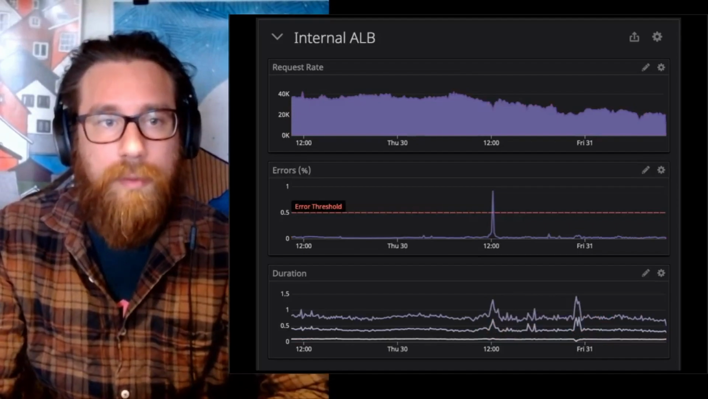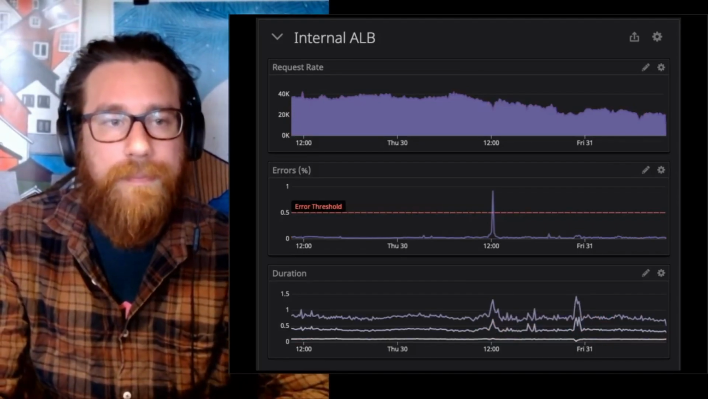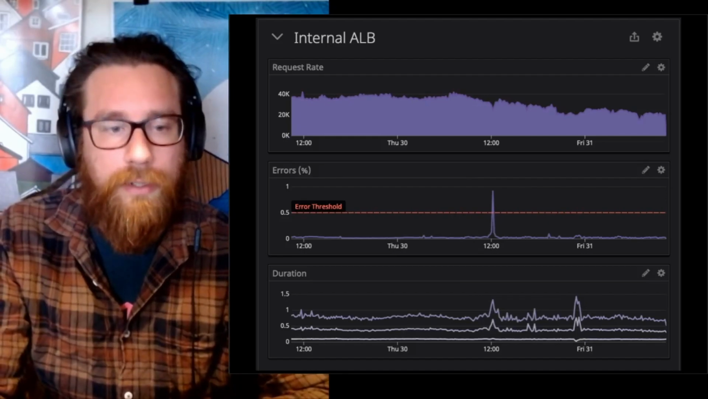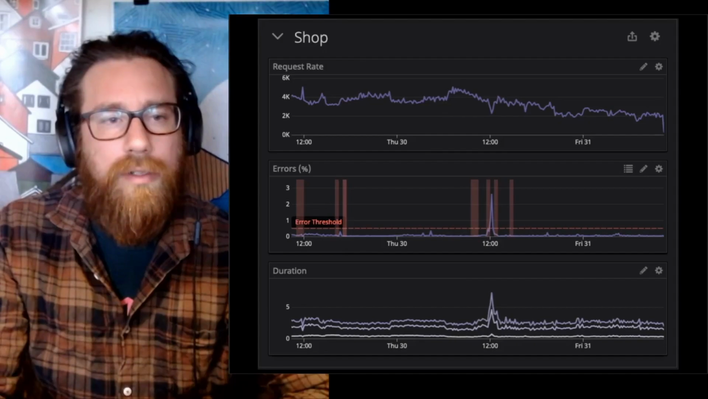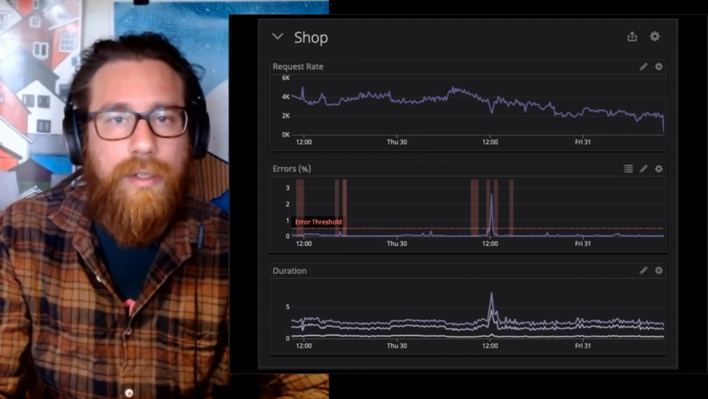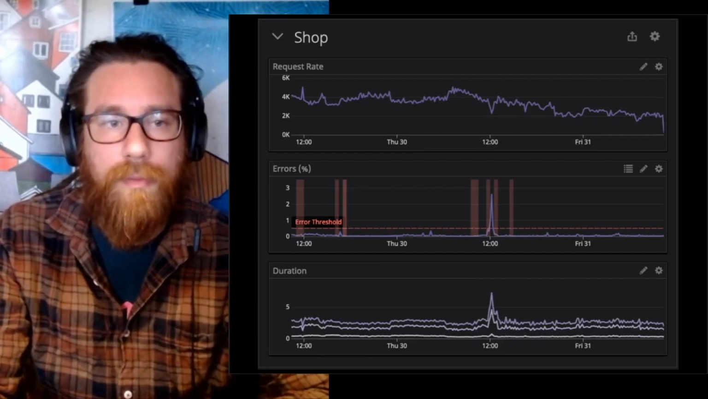We have a very similar dashboard for our internal ALB. Again, the request rate, the error percentage, and the duration. We can slice this down per application as well. The data that's published is given a tag for the backend host header.